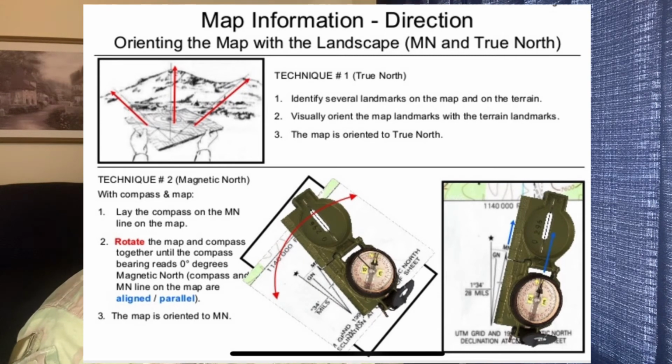For technique 2, which you definitely need, your magnetic north with your compass, you're going to lay the compass on the magnetic line of the map, laying it like so. Then you're going to rotate the whole map. Your compass is going to be laying on top, and you're going to move them together until the compass bearing reads 0, the magnetic north. So the compass and the MN line are aligned parallel. Physically move it and it's going to read 0.